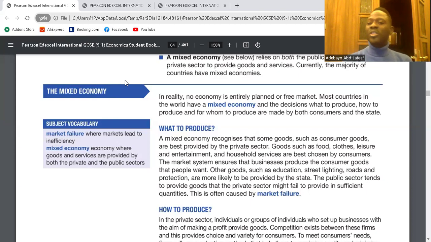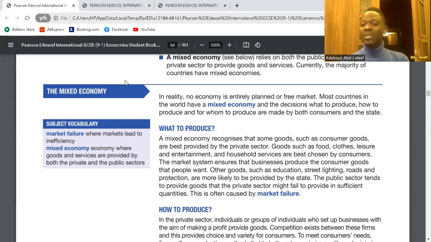So go to what to produce. When we talk about what to produce, are you here? Are you there? So the mixed economy itself, they said, okay, since there's no strictly free market and no strictly planned economy, that means they operate a mixed economy. So now let's go to the mixed economy.